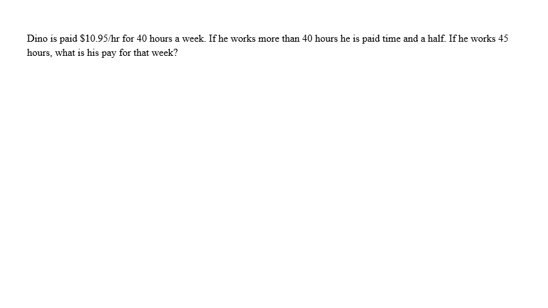Okay, so Dino is paid $10.95 per hour for a 40-hour week. If he works more than 40 hours, he's paid time and a half. If he works 45 hours, what is his pay for that week? So a regular week is 40 hours. So let's figure out his regular earnings. So it'd be his $10.95 times his 40 hours, which would be $438. So the first 40 hours are regular. It's the other 5 that are overtime.